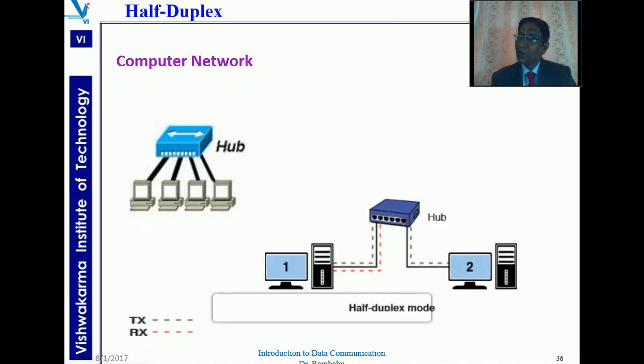In computer networks also we can have half-duplex communication. Say, for example, in a star network, if you are connecting through a hub, between the machine and the hub the communication is half-duplex. Here you can see the communication is half-duplex.